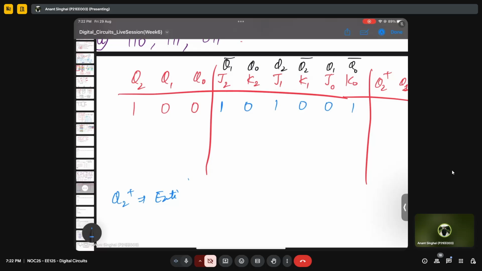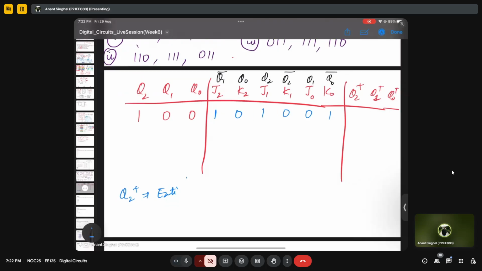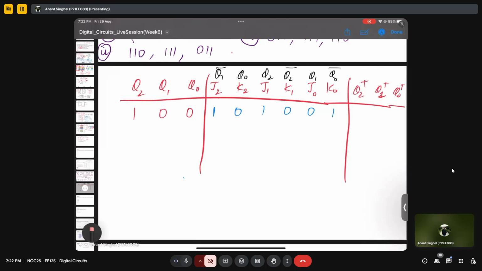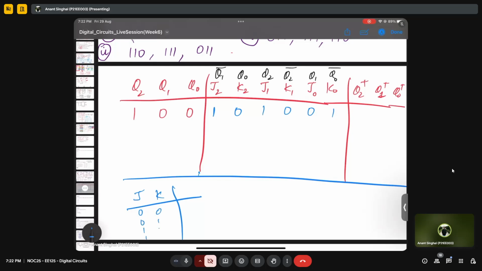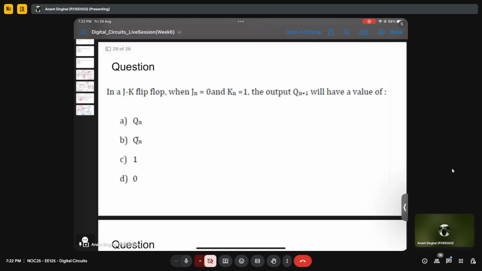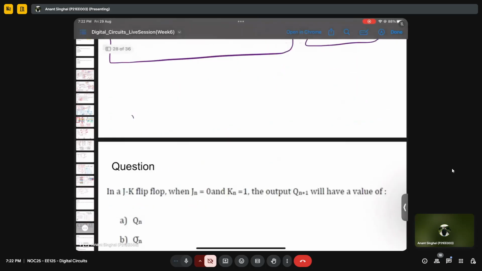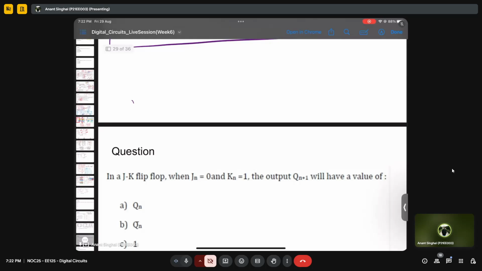So Q2 plus we can easily calculate using the truth table. Not the excitation table, but the truth table. Since we need only 3 cycles, let me make it here only. It was 0 0, 0 1, 1 0, 1 1, so it's Qn, 0, 1 and Qn bar. So here J2 and K2 are 1 0, so 1 0 means Q2 will be 1. Sorry, where did it go? Oh, I need to write it again, sorry for that.